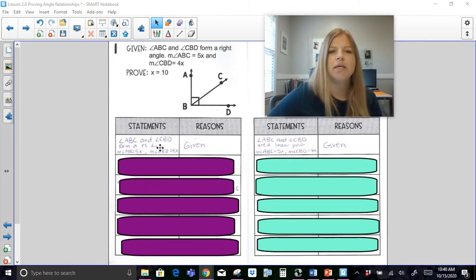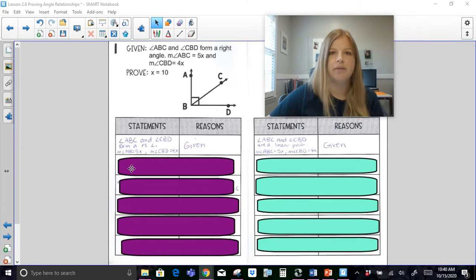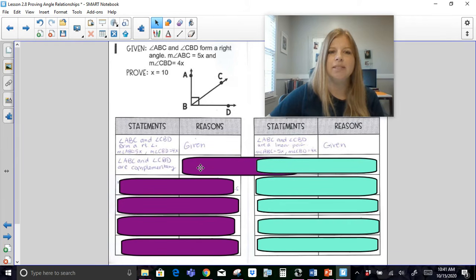So our first statement is always the given. And again, you can list part of the given and then use it to go a couple steps, list another part of the given and go a couple steps, or you can list it all in one. It really depends on how you feel like you can explain the process. So I already went ahead and I listed everything here in the given. The next thing that I would need to say is that angle ABC and angle CBD are complementary.